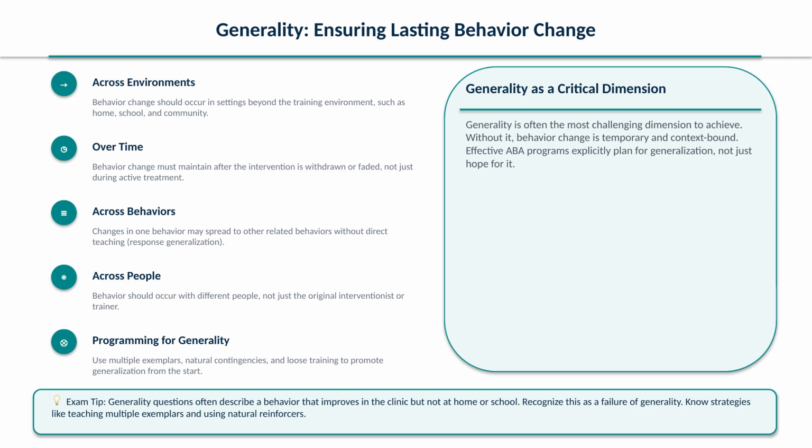For the exam, remember that programming for generality is proactive. You must use multiple exemplars, build natural contingencies into the environment, and incorporate loose training to ensure the behavior transfers. A common test item will ask you to identify which strategy promotes generalization or to recognize a scenario where generality has failed, so focus on how these tactics connect to lasting, meaningful behavior change.